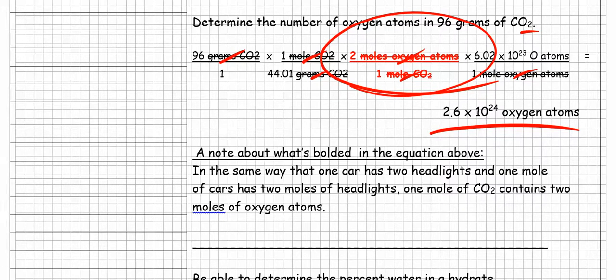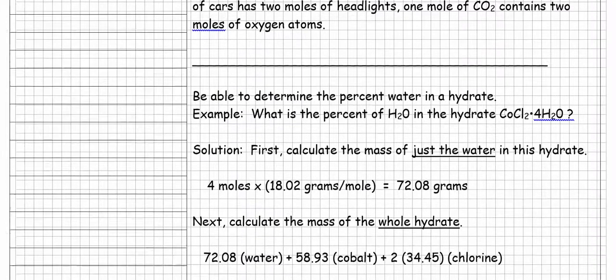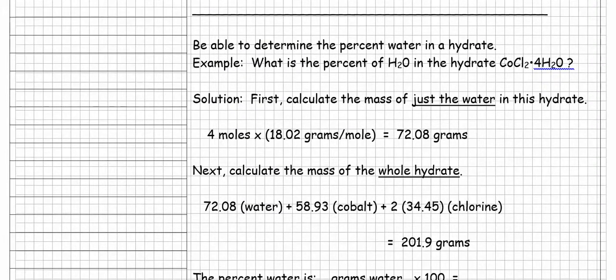All right. Okay, folks, we're going to go back now to percent water in a hydrate. We've already talked about it. Let's take a look at another example. Be sure to be able to determine the percent water in a hydrate. Let's take a look at this hydrate: CoCl2·4H2O. That means we've got 4 water molecules associated with the cobalt chloride, right?